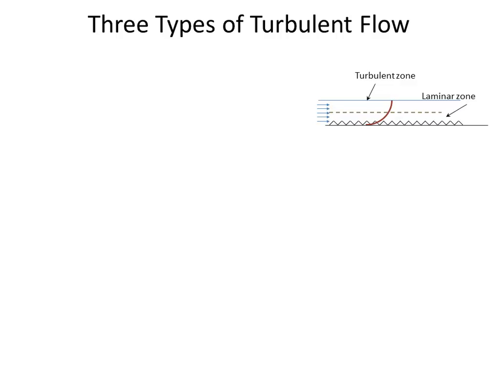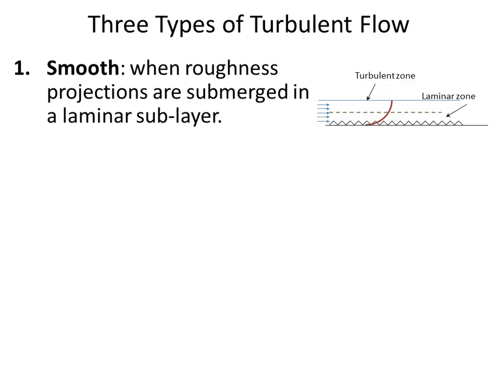There was a lot of random variation in velocity throughout the tube, so that in a case like this where the roughness elements are fully submerged by the laminar layer, it's not like there's a lot of random velocity ricochet causing even more turbulence. So smooth flow is when those roughness elements are submerged in a laminar sublayer.